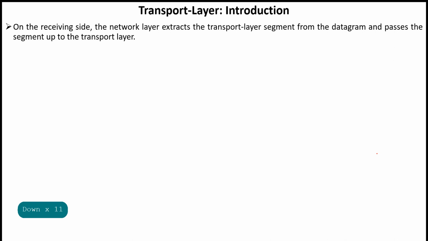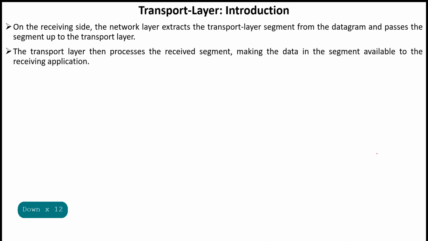On the receiving side, the network layer extracts the transport layer segment from the datagram and passes the segment up to the transport layer. The transport layer then processes the received segment, making the data in the segment available to the receiving application.